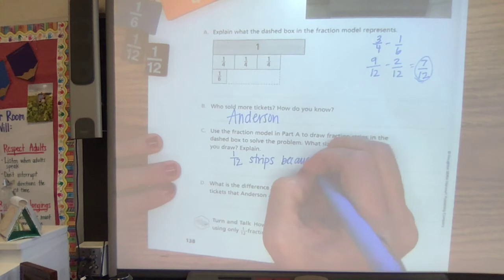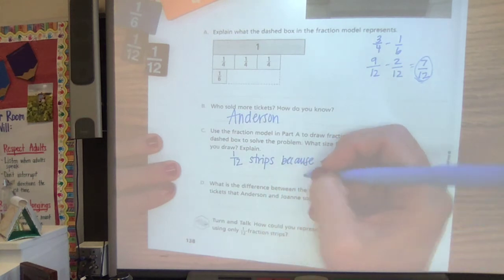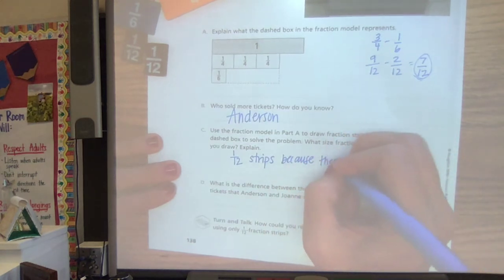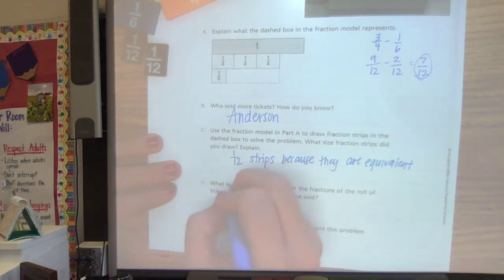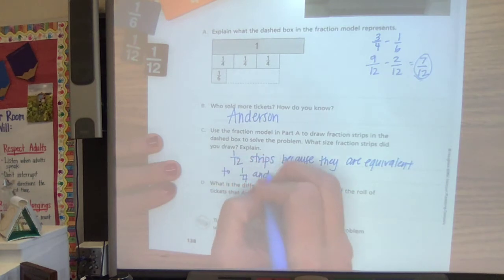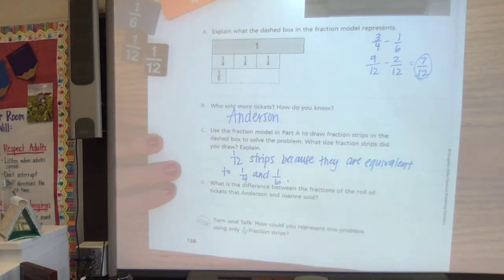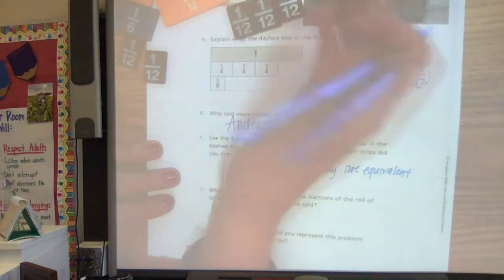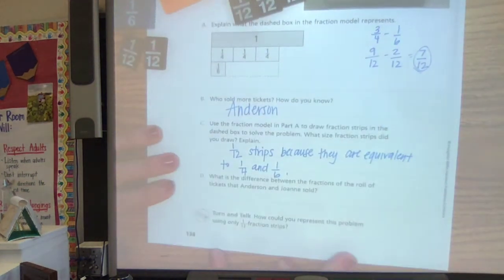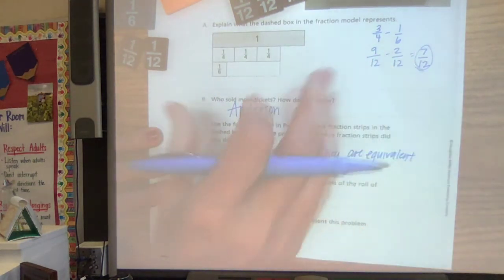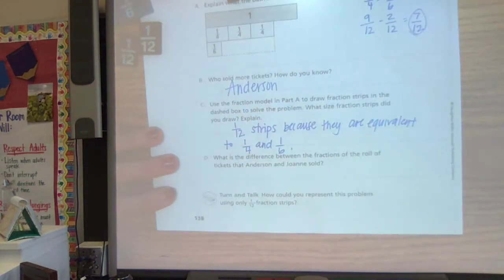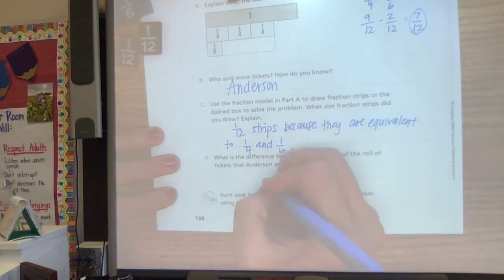Because they are equivalent to fourths and sixths. Remember, we couldn't just use one that we like. It's got to be able to fit into both of those. Remember, our cats and our dogs, we got to make them pets. Our sixths and our fourths, we had to make them equivalent. What is the difference between those? 7/12.